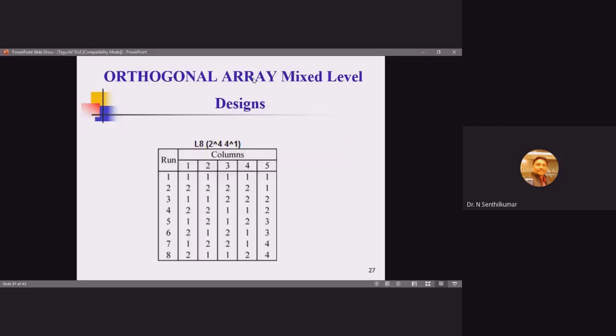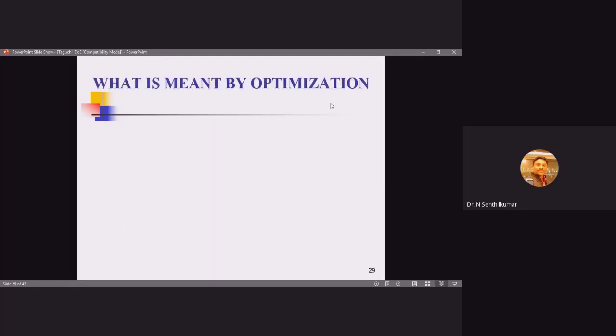The mixed level design. You can see 4 factors are varied by 2 levels. So 2 power 4 is 2 level, that is 4 factors, and 1 factor at 4 levels. Here you can see 1 2 1 2 1 2 1 2. But in the 5th row, 5th column, you can see 4. So 4 level values. That is called the mixed level designs. Okay, this is another one.